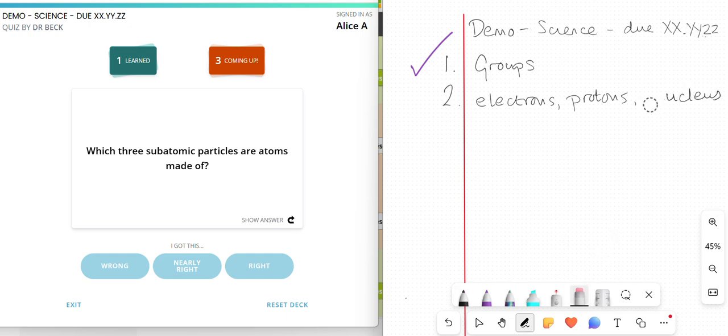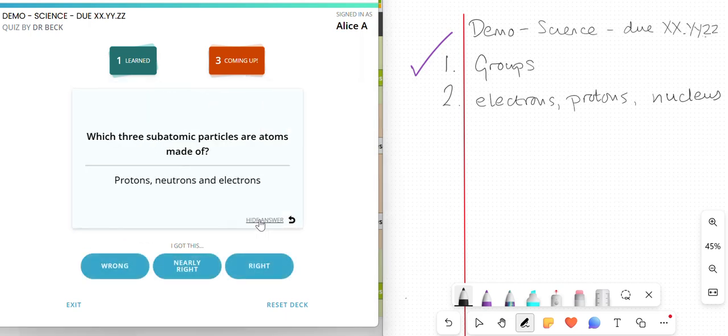I think I spelled nucleus wrong. I'm going to change that. Nucleus. Okay, I'm not so confident about that one. Let's just double check. Show the answer. Yeah, I'm not right. This is a list with 3 things.